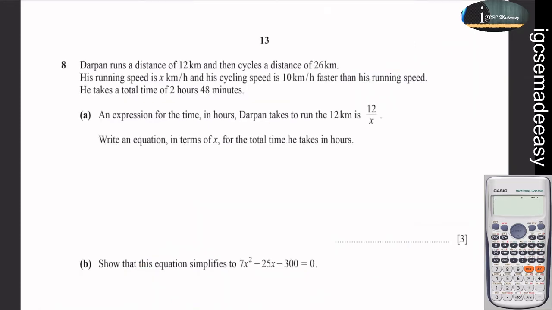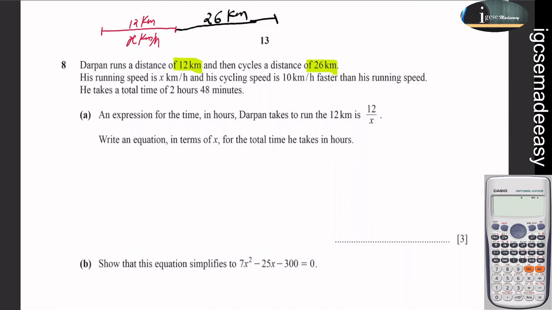Question number 8. Darpan runs a distance of 12 km and then cycles a distance of 26 km. So let me draw this diagram for you. Darpan runs a distance of 12 km. Let's say this is 12 km. And then he cycles for 26 km. That's the cycling distance. His running distance is 12. Running speed is what? Running speed is x kilometers per hour.